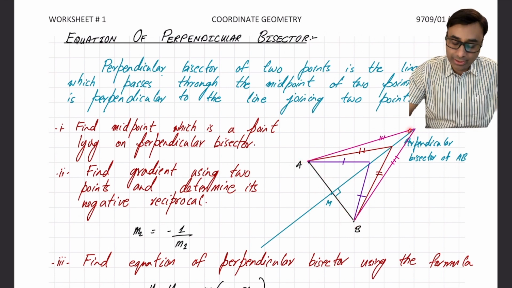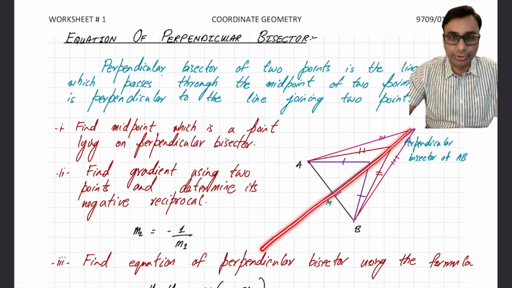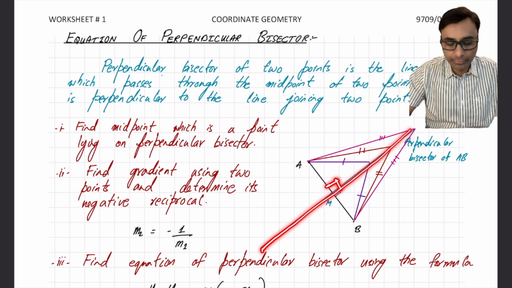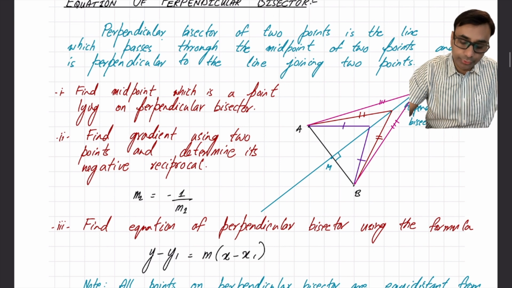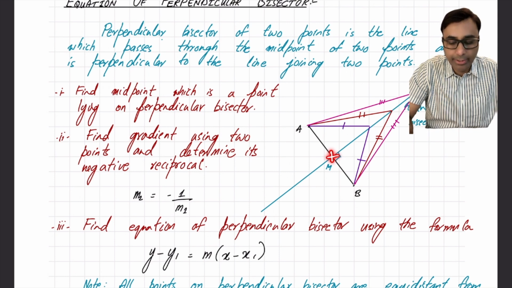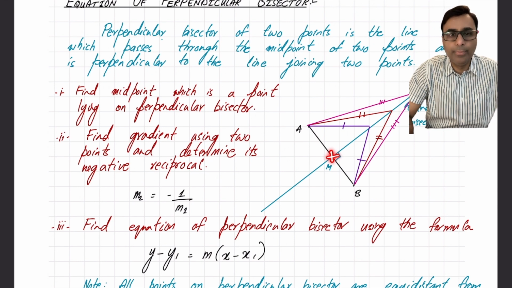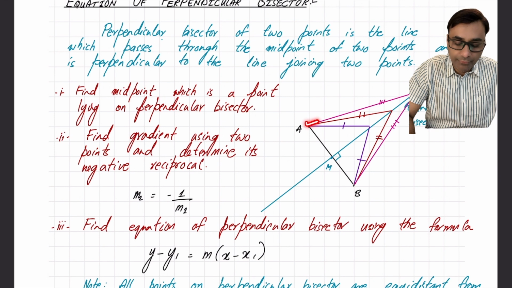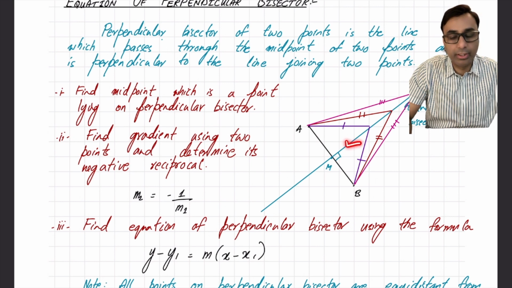So this line that you're trying to find the equation of must be passing through halfway between A and B and must be perpendicular to the join of A and B. To do that, the first thing you would do is find a point through which the perpendicular bisector is passing. Since that point is halfway between A and B, you will just find the midpoint of the 2 given points. Once you find the midpoint, you will get a point on the perpendicular bisector. After doing that, you would want to find the gradient of the perpendicular bisector.